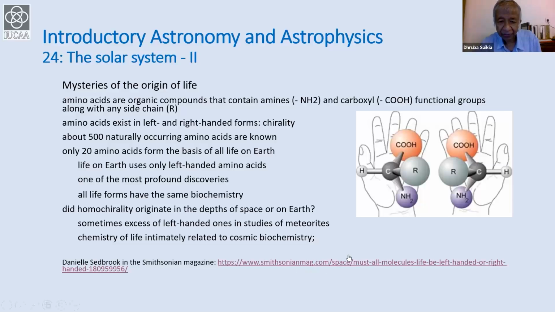I've given a link to a very popular article in the Smithsonian magazine, where some of you who are doing biology can read much more deeply into it. And the question is, did homochirality originate in the depths of space or on Earth? And you can study this in meteorites, for example, where you find evidence of organic material, and also from samples which you pick up from asteroids.